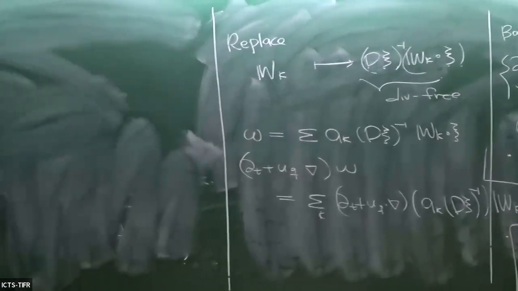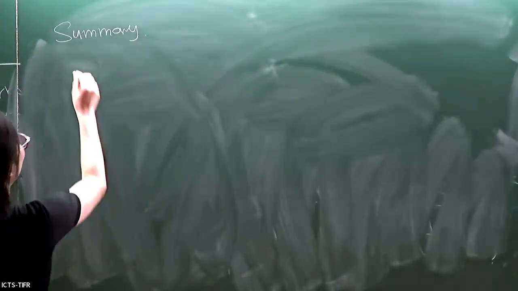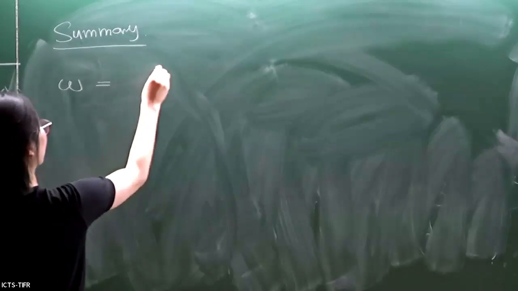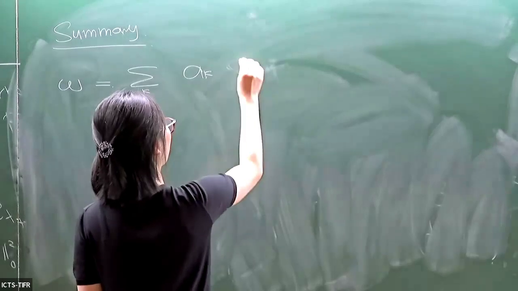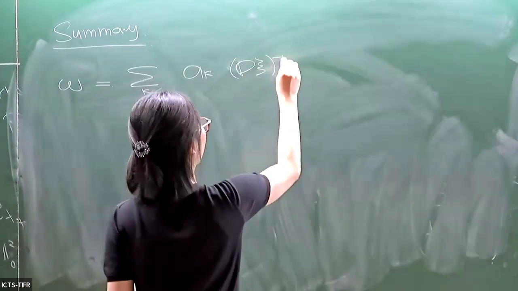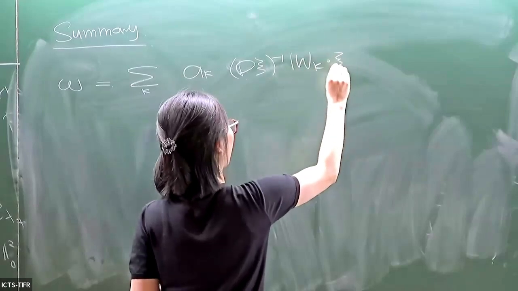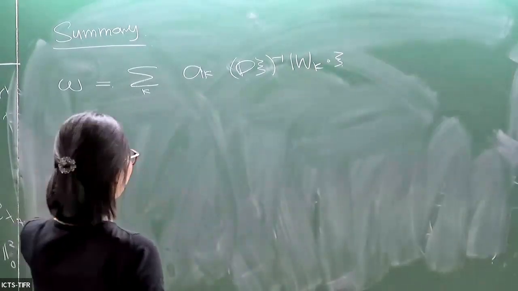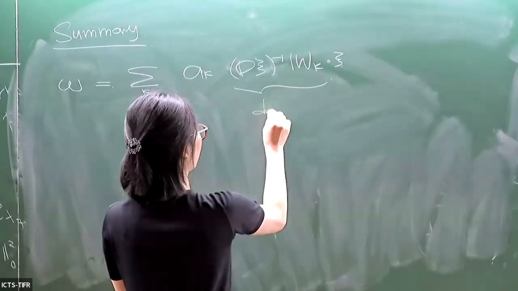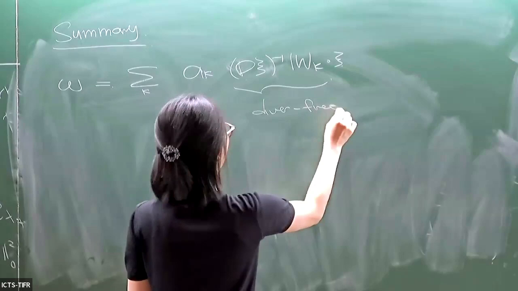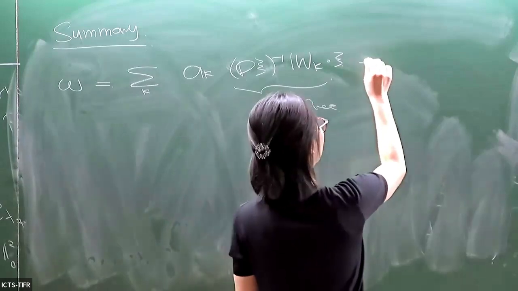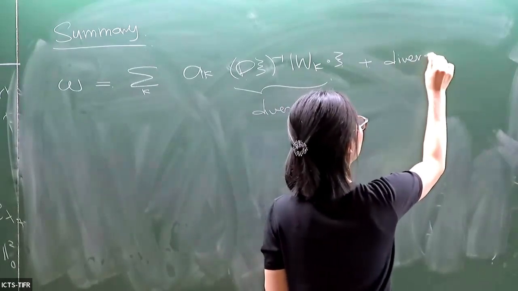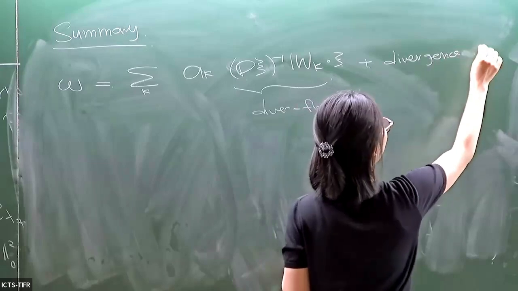Okay, so now let me give you a summary. Eventually, our perturbation looks like this: a_k, and then there will be some deformation matrix, and W_k psi. And as I mentioned earlier, this is divergence-free. So we eventually want this omega to be divergence-free, so you actually need to add some divergence corrector.